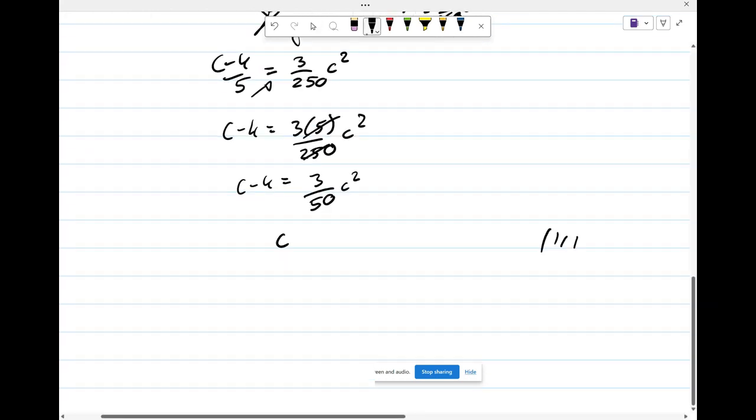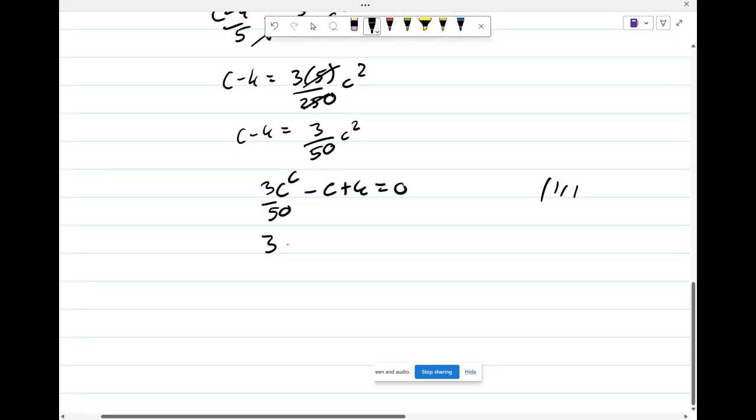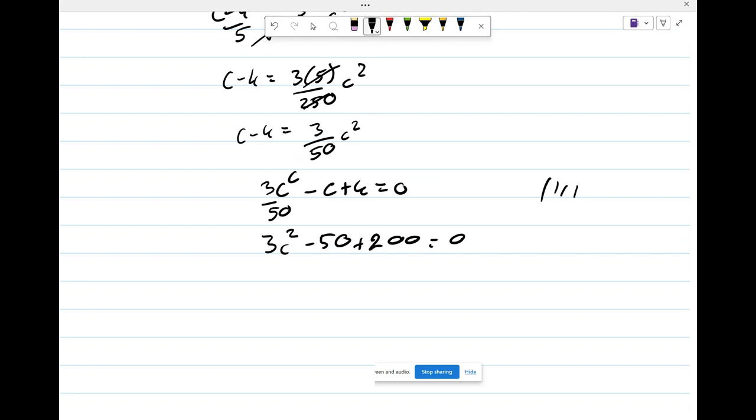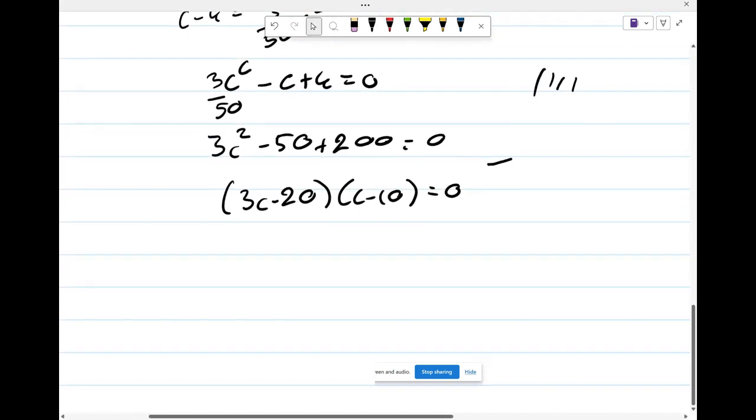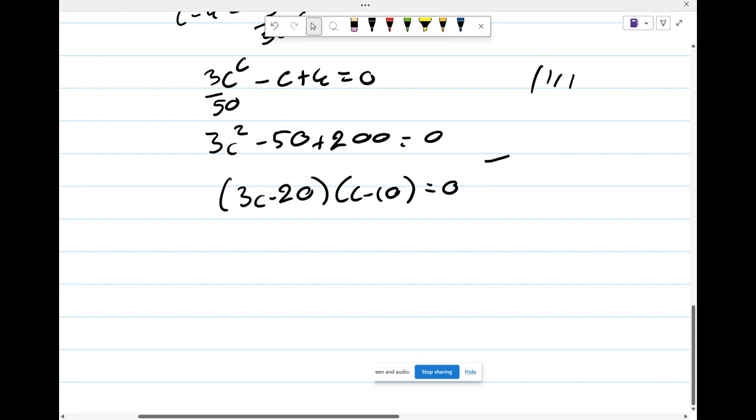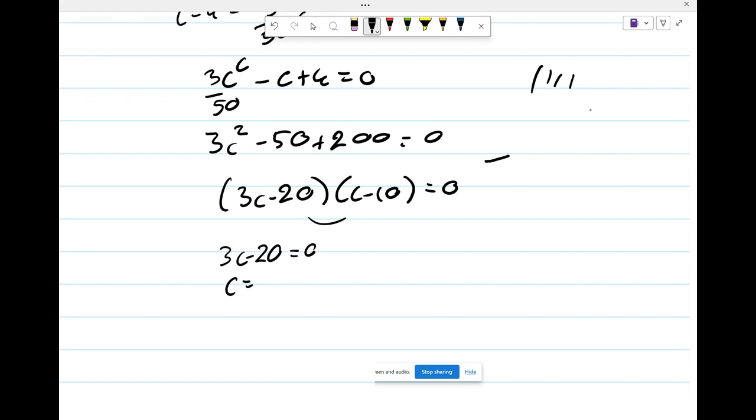So that's going to be 3 over 50 c squared minus c plus 4 is equal to 0. We can multiply everything by 50. And when you factor that out, it's going to be 3c minus 20 and c minus 10. So when both these are multiplied to equal 0, we know that at least one of them is equal to 0. So c is going to be 20 over 3, or c is going to be 10.